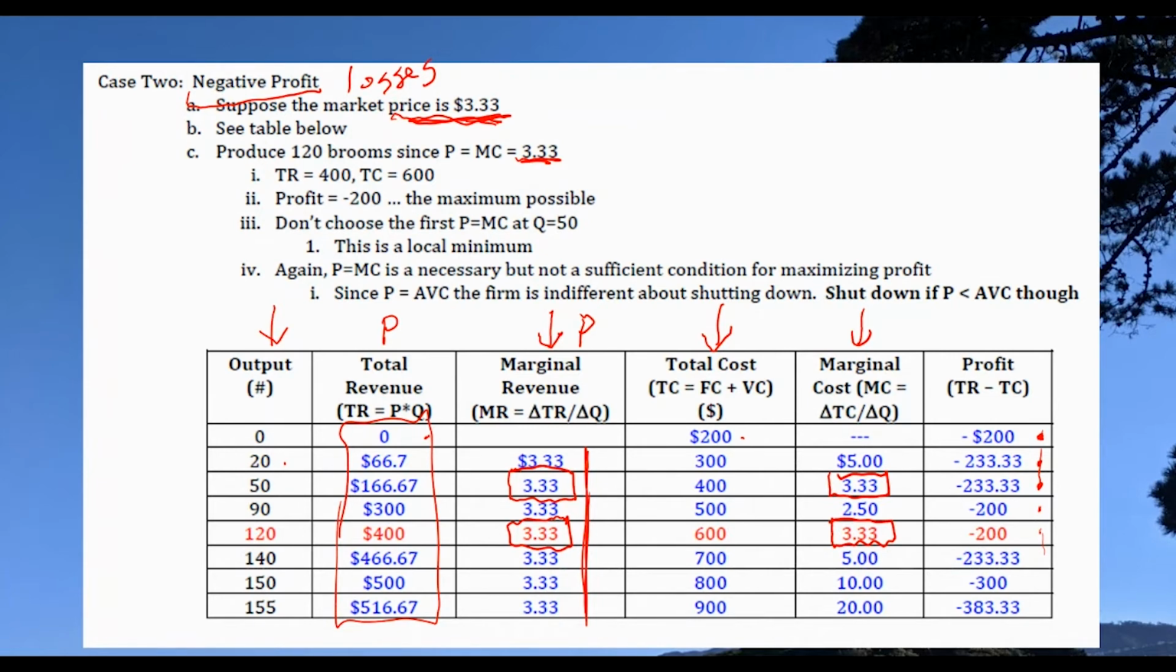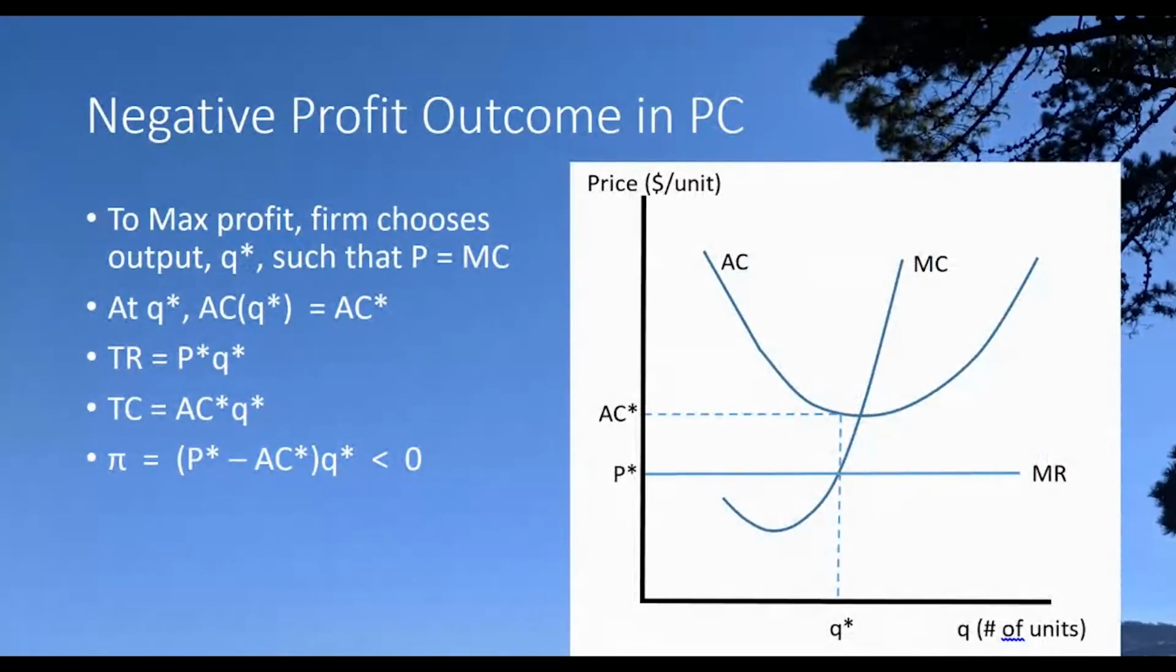Remember, a smaller negative number is better than a bigger negative number for an individual firm. This means fewer losses are obtaining here. Okay, so why choose the second one and not the first one? The reason has to do with the depiction of it. Let me show it here.